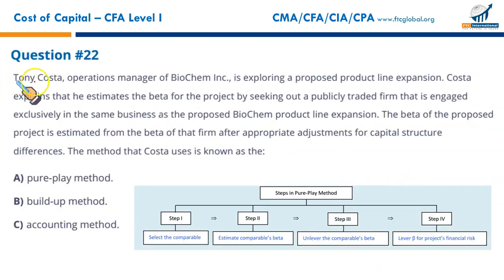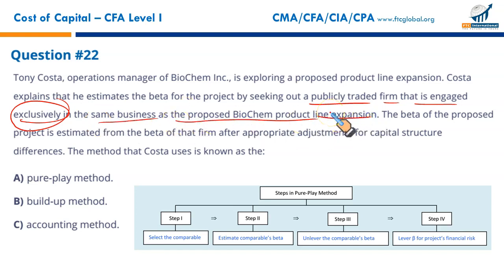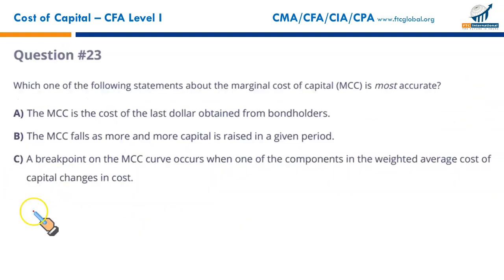Here we go. Tony Costa, operations manager of Biochem Incorporated, is exploring a proposed product line expansion. Costa explains that he estimates the beta for the project by seeking out a publicly traded firm that is engaged exclusively in the same business as the proposed Biochem product line expansion, just like the software company we're discussing. The beta of the proposed project is estimated from the beta of that firm after appropriate adjustments for capital structure, that's debt or equity. This method is called pure play. Look no further, we have just done it, pure play.